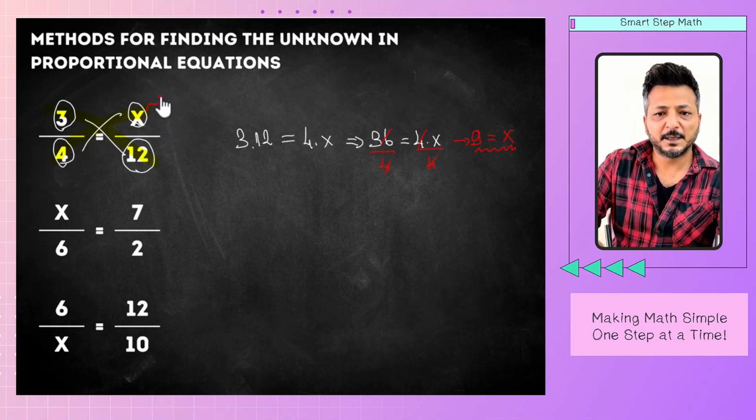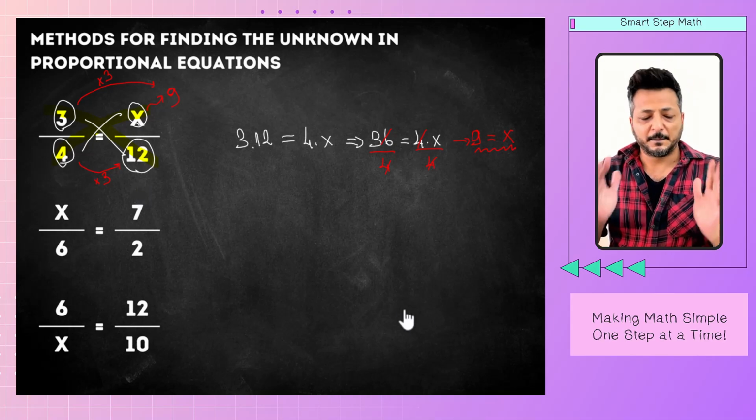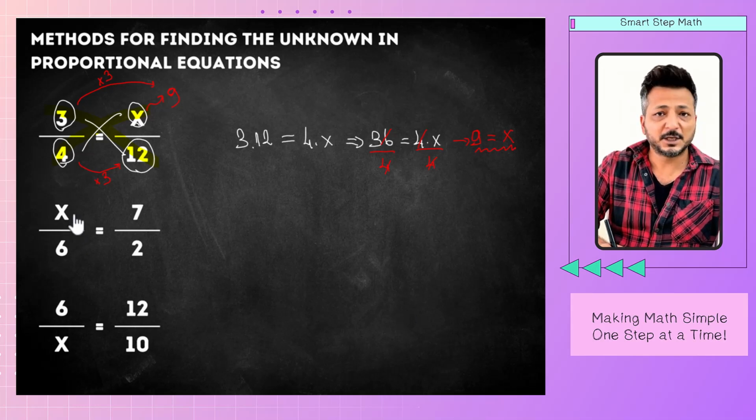Notice that 3 times 3 is 9, and 4 times 3 is equal to 12. This already shows that this expression is a proportion. Let's examine the second expression in the same way. Again, nothing changes. The rule and method are the same.